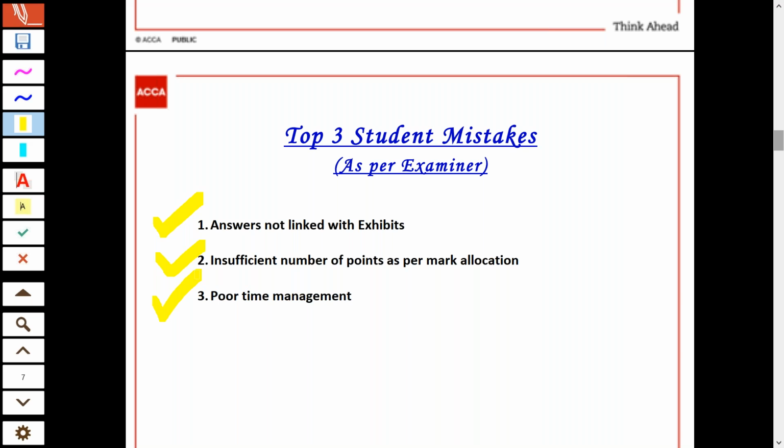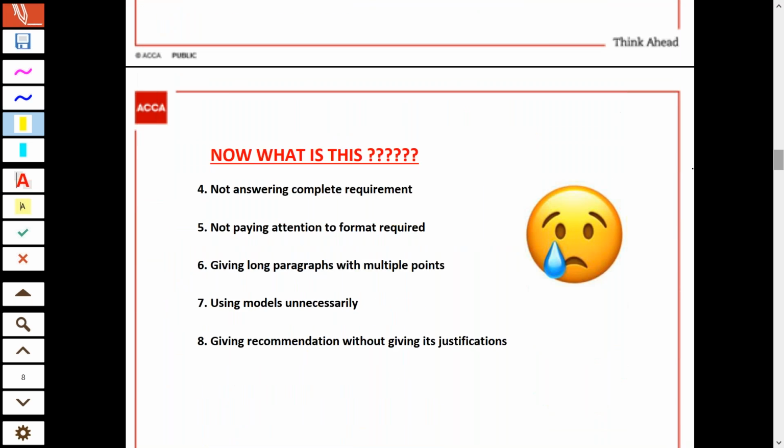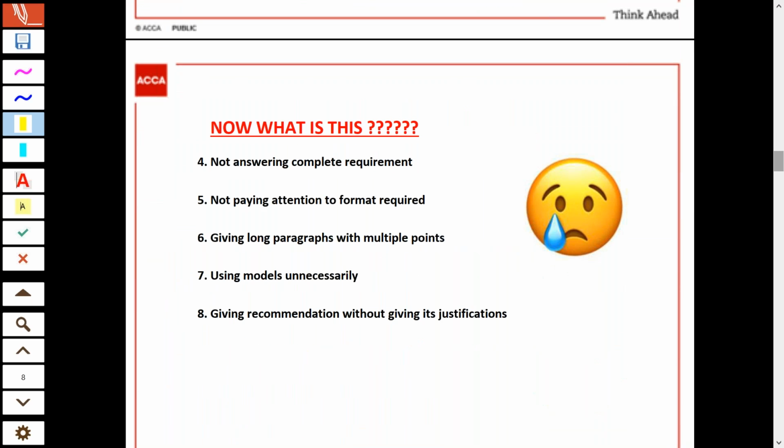Okay. Now, guys and girls, take a look at this. These are some additional comments which the examiner makes every time. He's saying the students are not answering the complete requirement. They are not answering complete requirements. Come on. Seriously? Students are not paying attention to the format required.